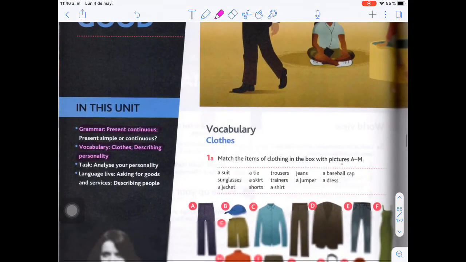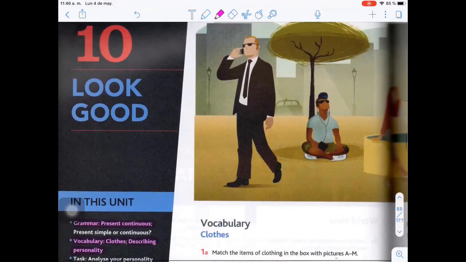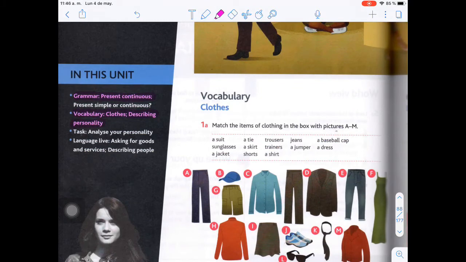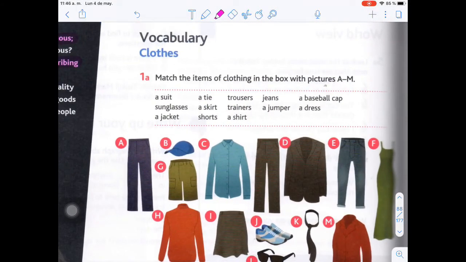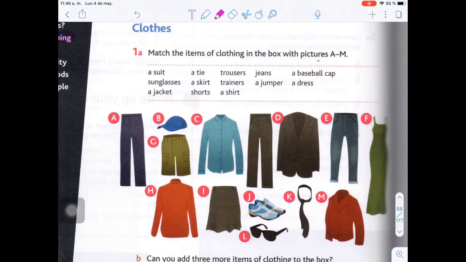Okay, so let's start with the vocabulary. Here we have some of the basic words of the vocabulary about clothes. In this exercise, we have to match the items of clothing in the box with the pictures A to N. So here we have some words, and what you have to do is to write which letter belongs to which word. This is a very simple matching exercise, and it's very easy to do. So I'm going to review here with you the pronunciation of these words.